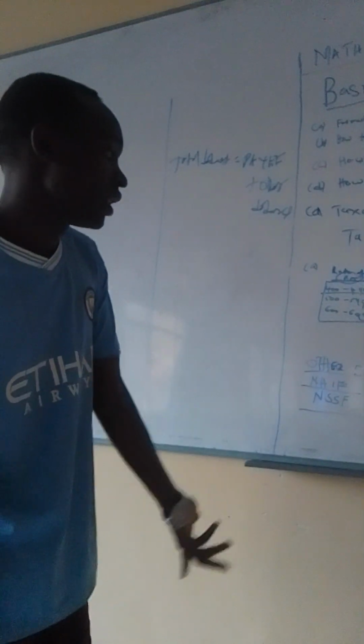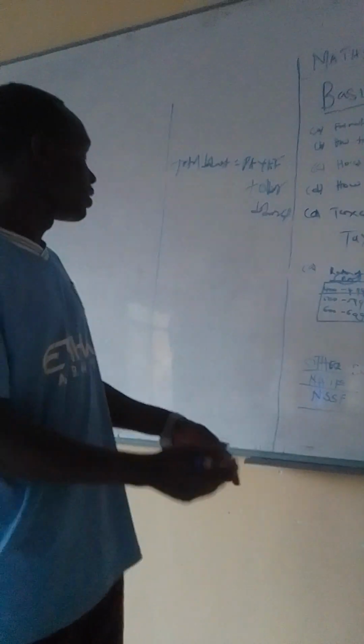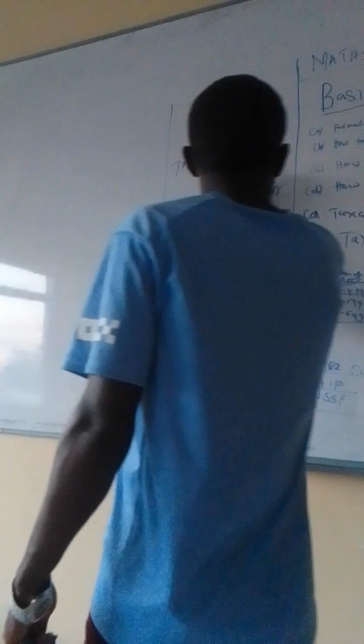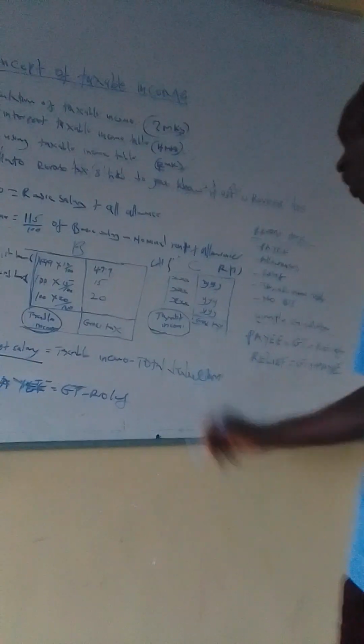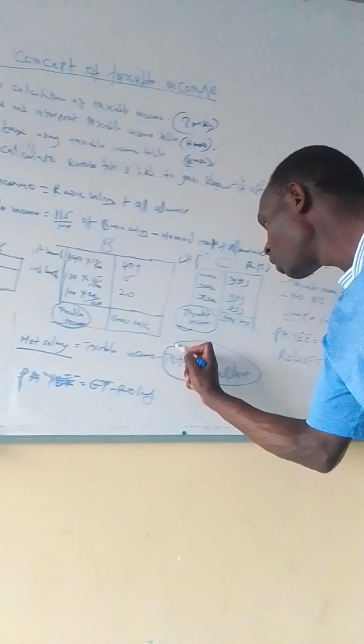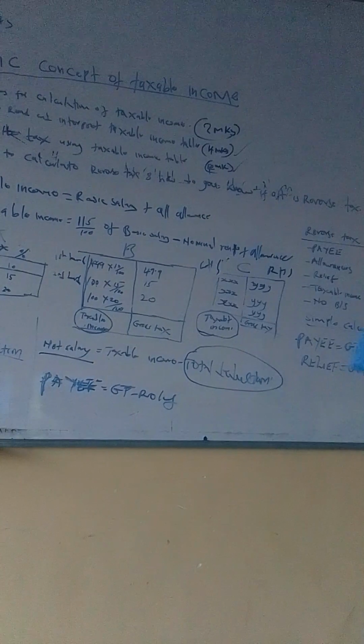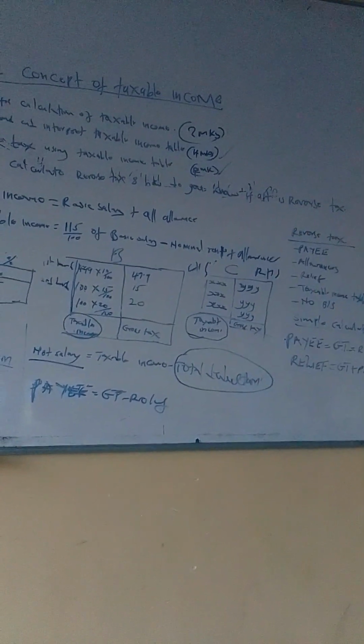And in your question, it can be included or excluded. So total deduction is equal to pay plus other deduction. So net salary is equal to taxable income minus the total deduction. And remember, pay is one of the deductions, so you add pay plus other deduction.